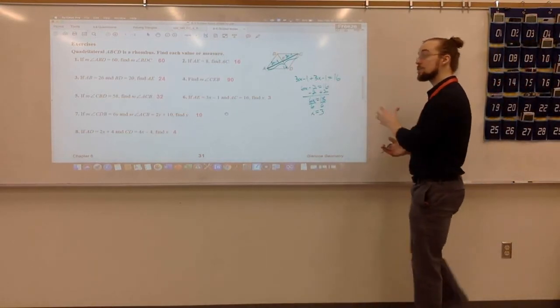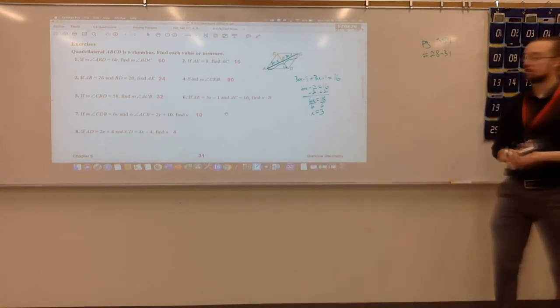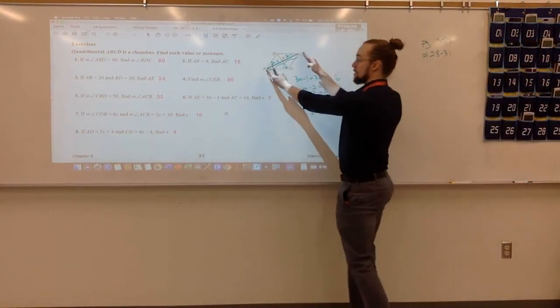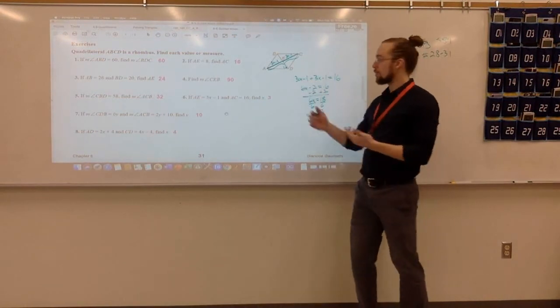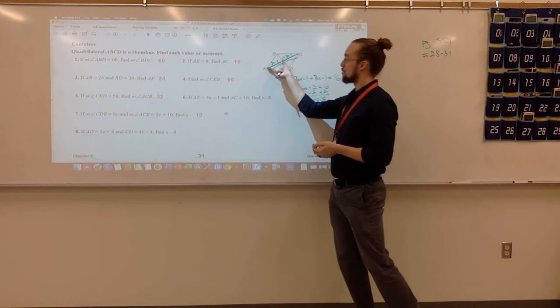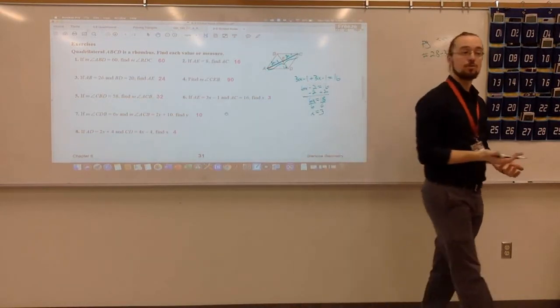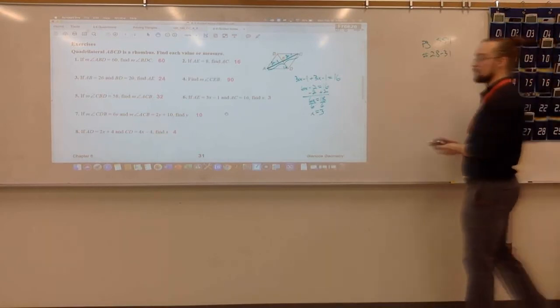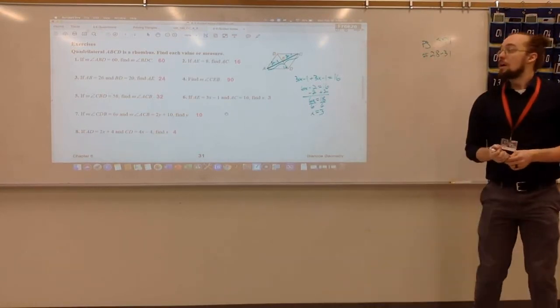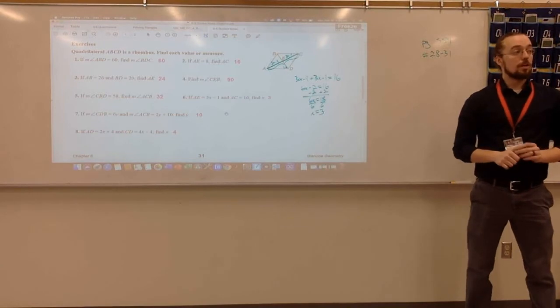Now, in this case, there is actually another way we could do it. Since I know the whole thing is 16, I know half of that would be 8. So we could have also just said 3x minus 1 equals 8 and solve that equation. Either way, we should get the same answer, x equals 3. Others that we want to take a look at.